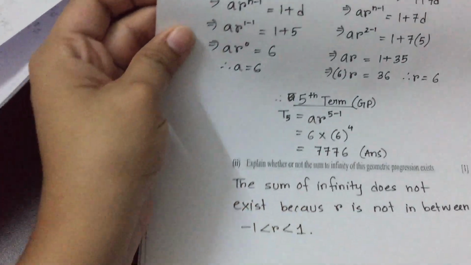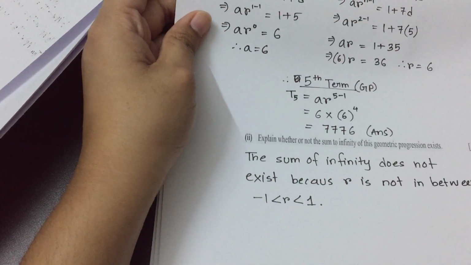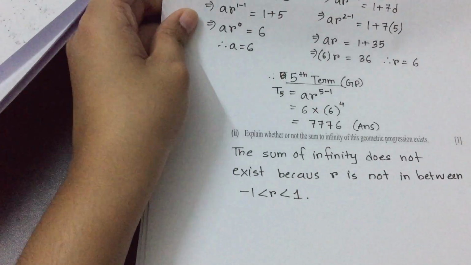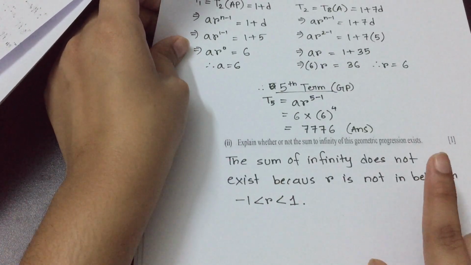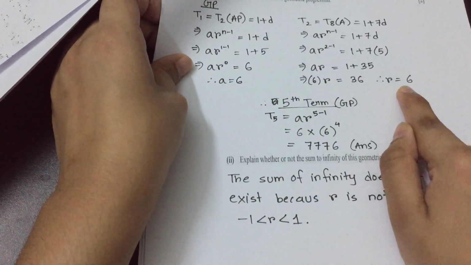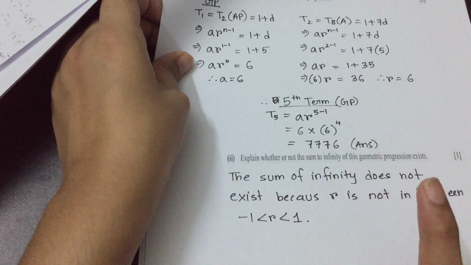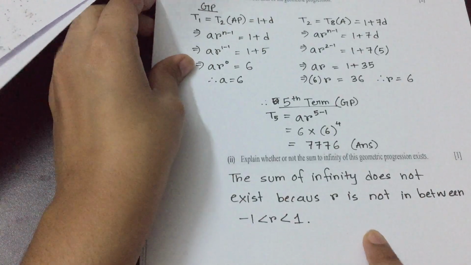Again, in this question, explain whether or not the sum of infinity exists for this geometric progression, and you already know the answer. This does not exist because r is not between -1 and 1. So the sum of infinity does not exist.